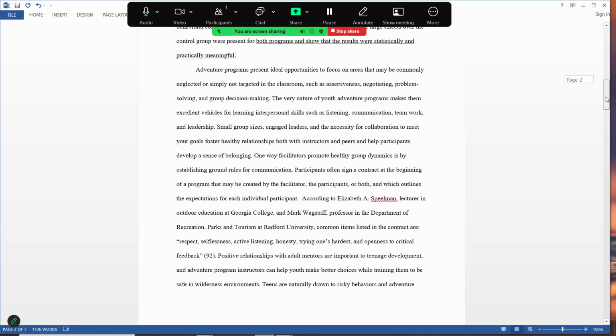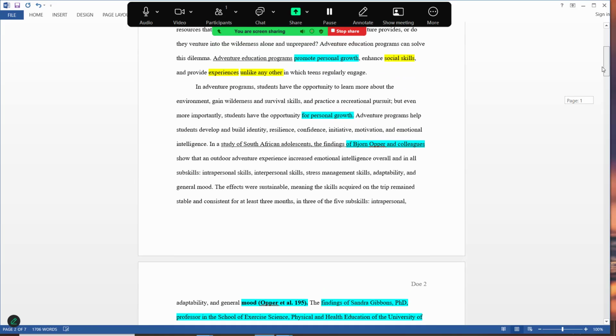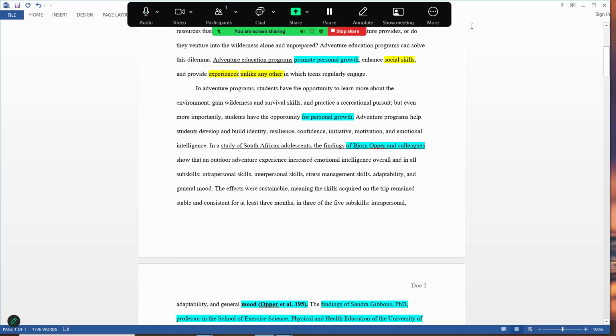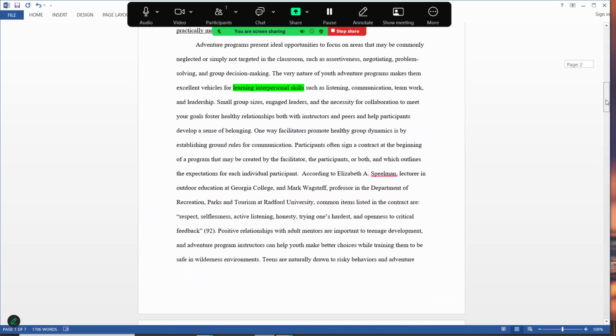Now, you see the next one, she goes on, and she's talking about interpersonal skills. And this right here is something she brings up, enhance social skills. And you'll see she's going to go ahead and segue into interpersonal skills. Interpersonal is when you're communicating with more than one person. It's something you're collaborating with other people. And interpersonal skills are listening, communication, teamwork, leadership, small group activities.